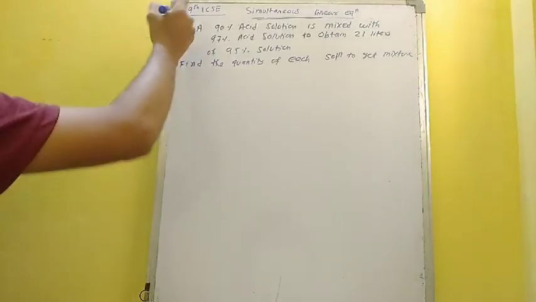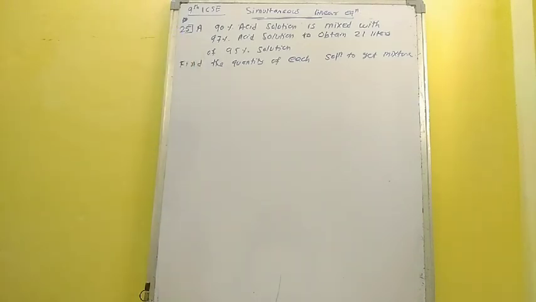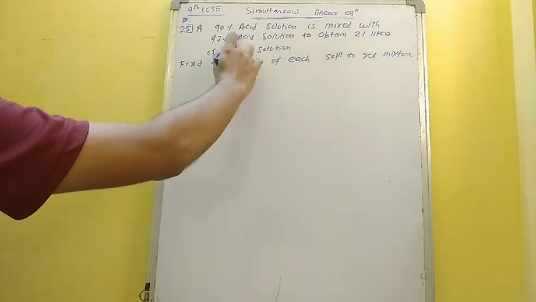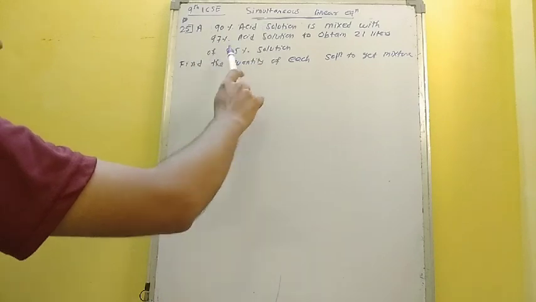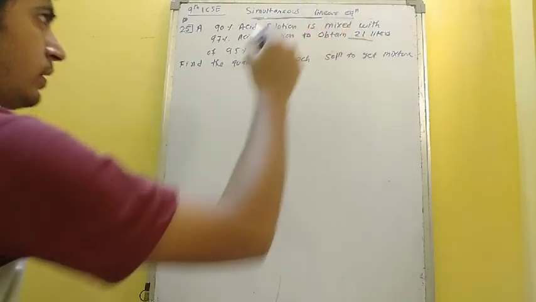So this is a tough question. Okay, just pay attention. A 90% acid solution is mixed with a 97% acid solution. We have two different acid solutions, and when we mix them, we get 95% of 21 liters of acid solution, or 95% of the total mixture. This is the total mixture, remember that.